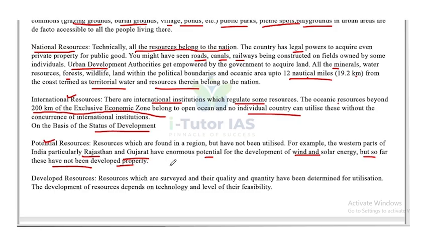Okay, but today there are some changes, because the number of solar energy plants and the number of windmills are increasing in these areas. Okay, the situation is changing. Next one is developed resources. Resources which are surveyed and their quality and quantity have been determined for utilization. The development of resources depends on technology and the level of feasibility.